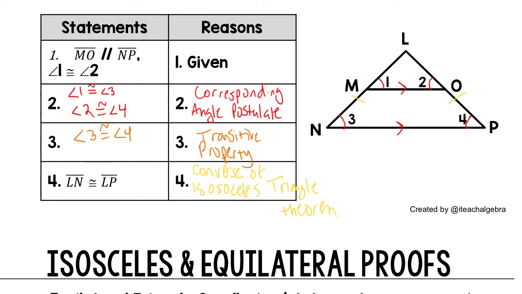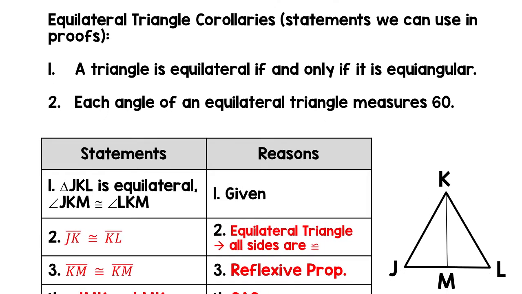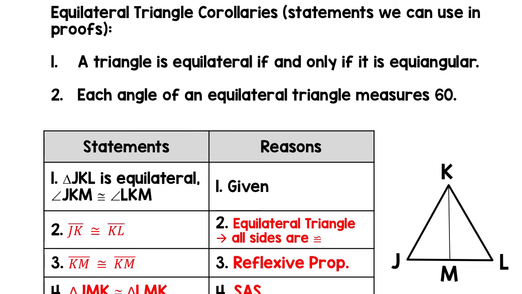All right, we're just using these new things that we sort of already knew about isosceles triangles to make our proofs a little more robust. Flip your paper over and let's talk here about what we need to know. Equilateral triangle corollaries.